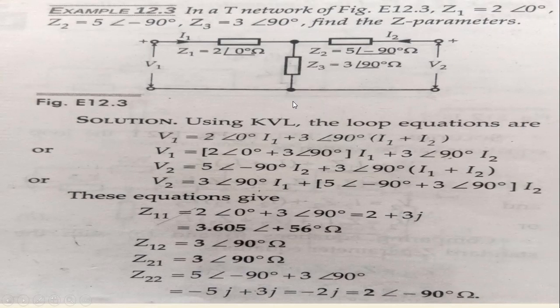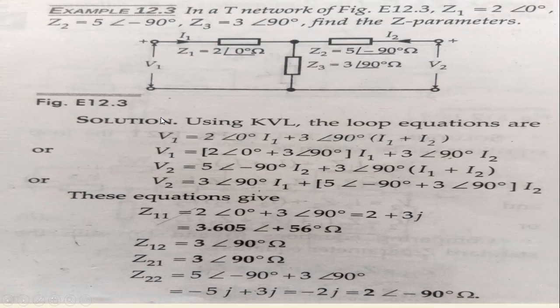The same method you can apply directly here by using KVL, and you may write the loop equations in the form of V1 and V2. Remember why you're simplifying the Z parameters: we are interested in the voltages, so the V1 and V2 equations. If you are going to simplify the Y parameters, that is the parallel circuitry, at that time you go for the equations in terms of the currents.